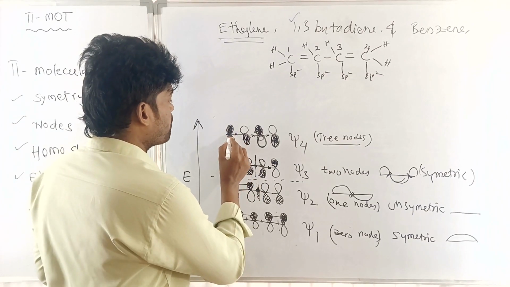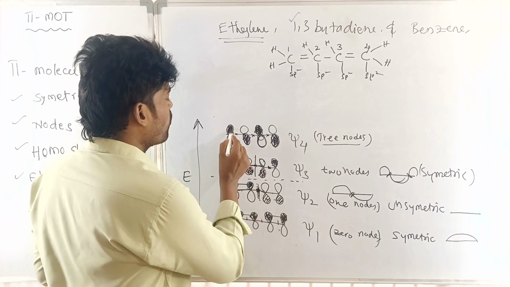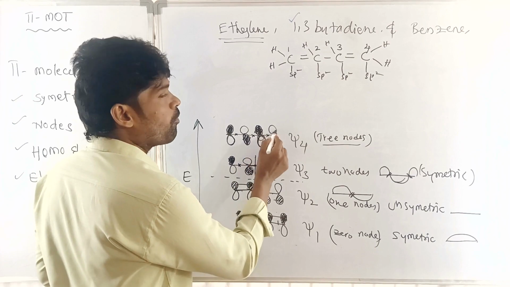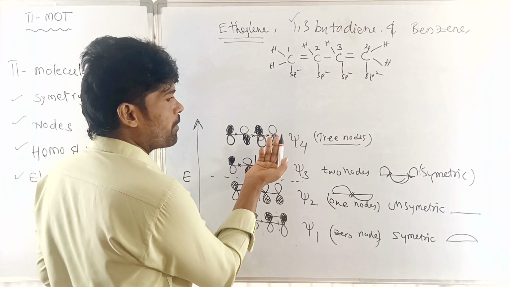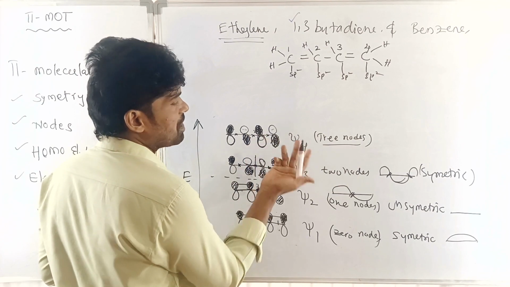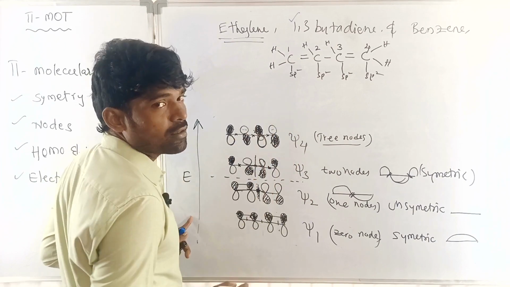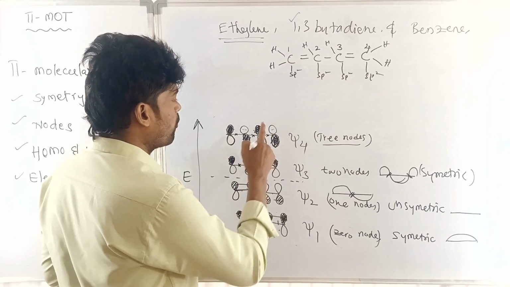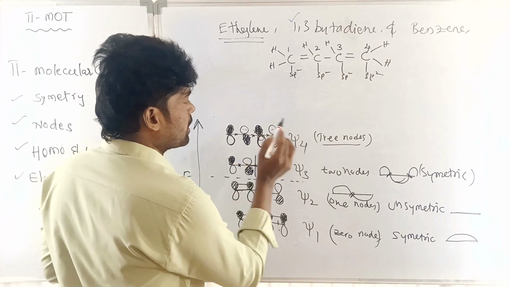So one up shaded, down shaded, up shaded, down shaded. Now nothing is possible to make a bond. In between both of them, there is no chance to form a bond. Here also there is no chance to form a bond. There is no chance to form a bond. So completely anti-bonding in nature. Psi 4, anti-bonding.